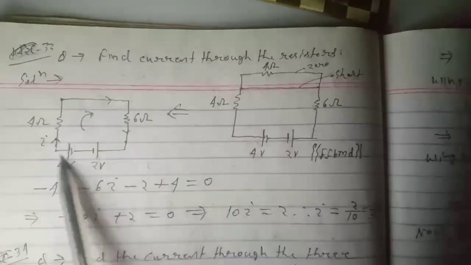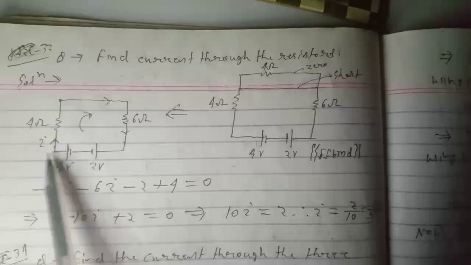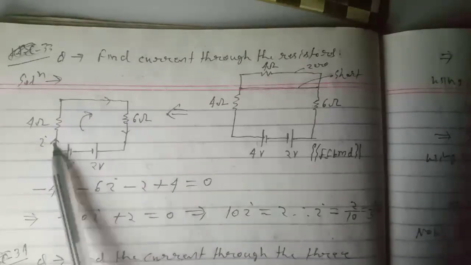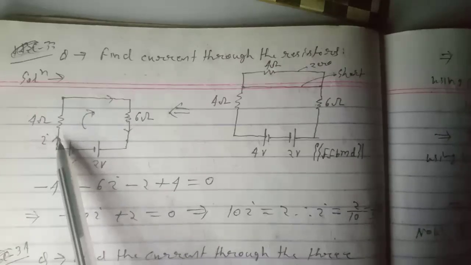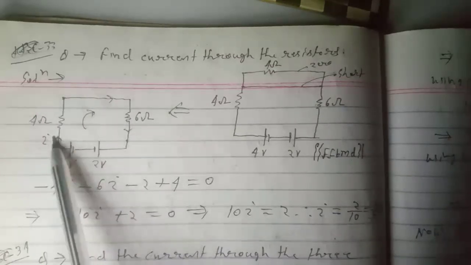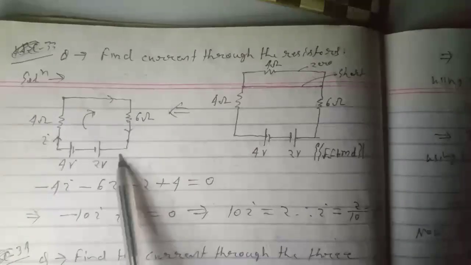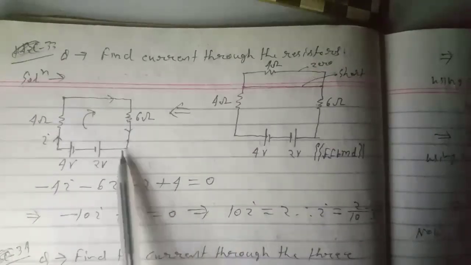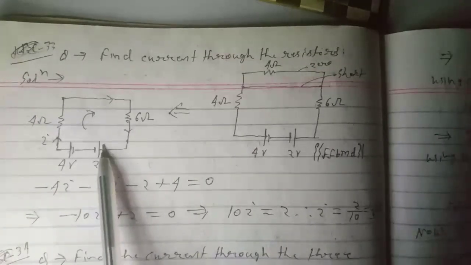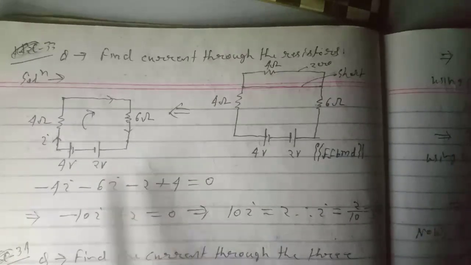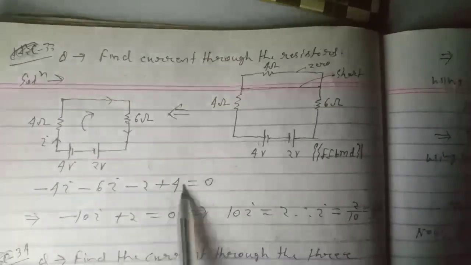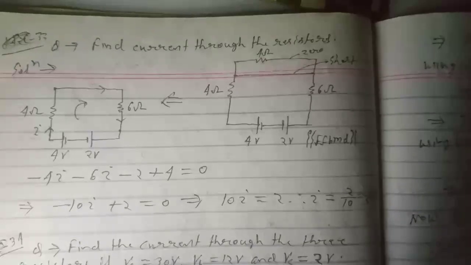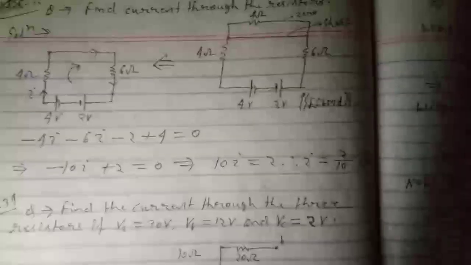Using KVL in this circuit, we consider that current I is flowing. Starting from this point, minus 4 into I, because we are going from higher to lower, so lower minus higher will be negative, so minus 4I, and again minus 6I. Then here we are going from higher to lower, so minus 2. And here we are going from lower to higher, so higher minus lower will be positive, so plus 4 equals 0.